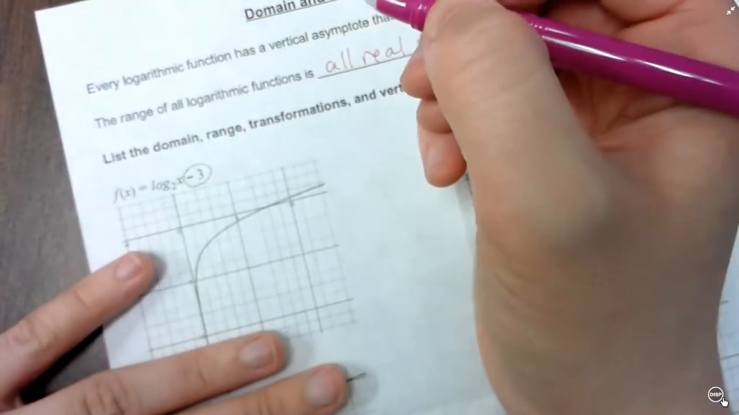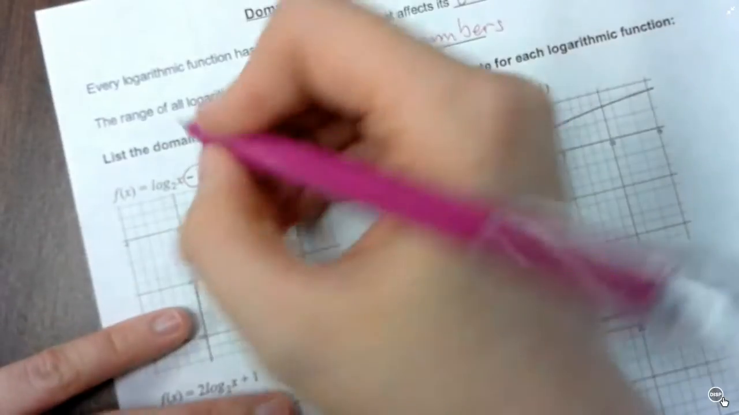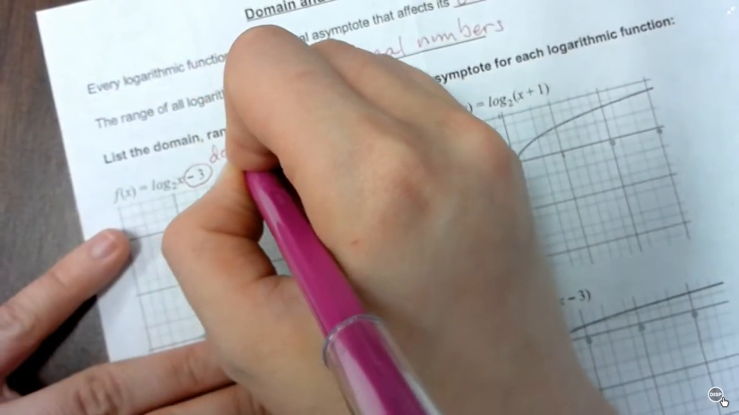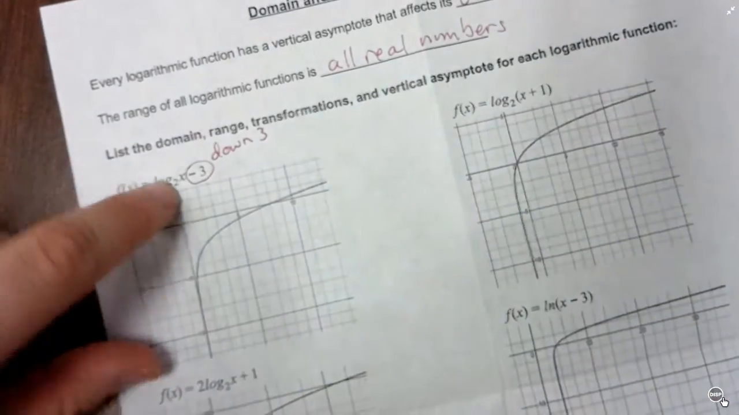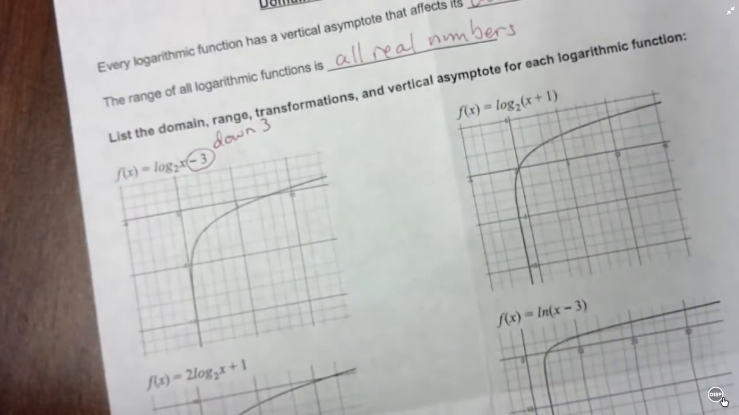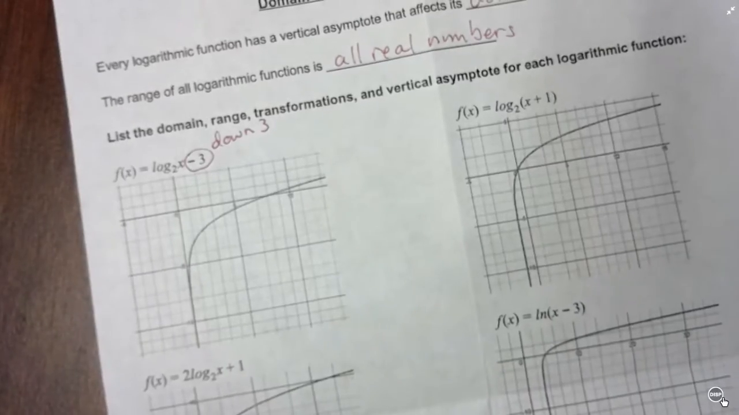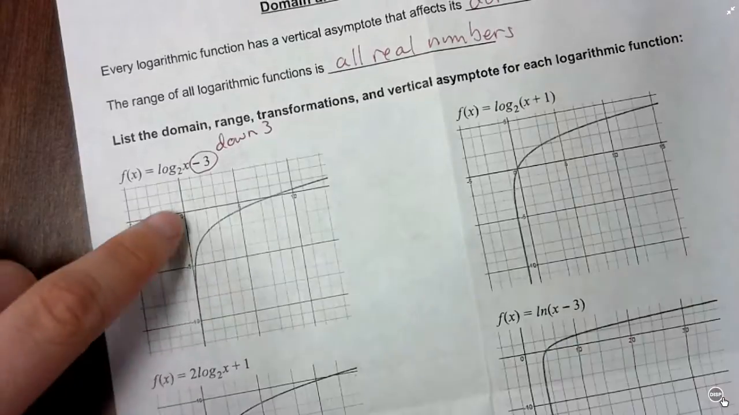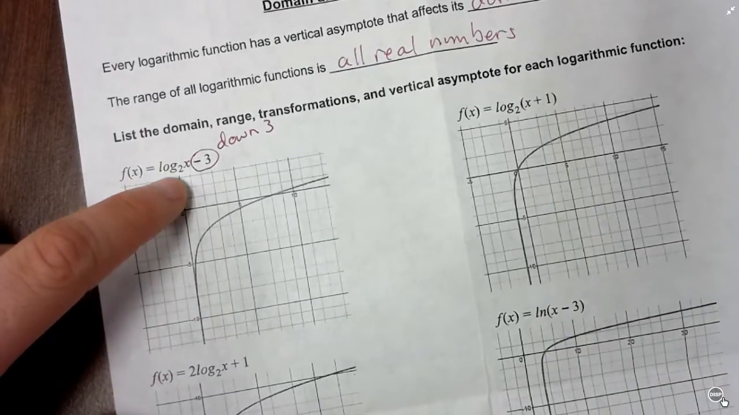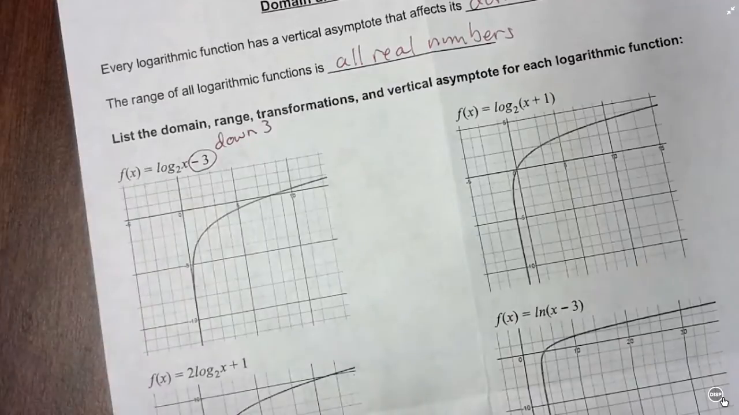So that's your k value. That's your up and down movement. So this function moves down 3 compared to the parent. And remember, the 2 is just your base. It's the base of your log, so it is not a transformation by itself. It's just part of the function in this case.